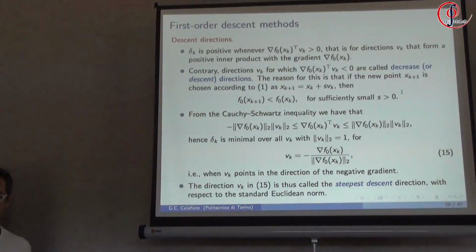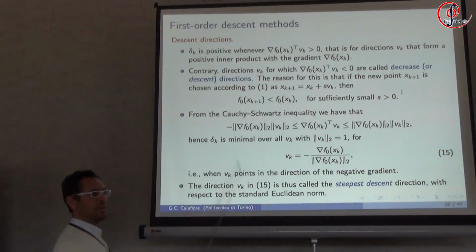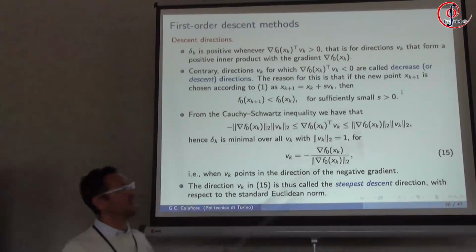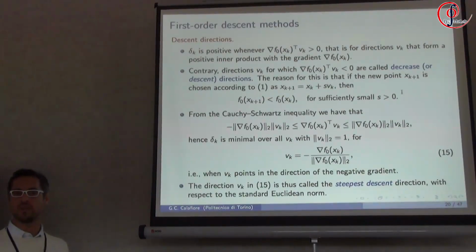It's called steepest descent because it is the direction along which, locally, this function decreases with the highest rate. You can find also other directions of decrease. Any direction that makes this inner product negative is a decrease direction, but this is the direction of steepest decrease. Just the anti-gradient.